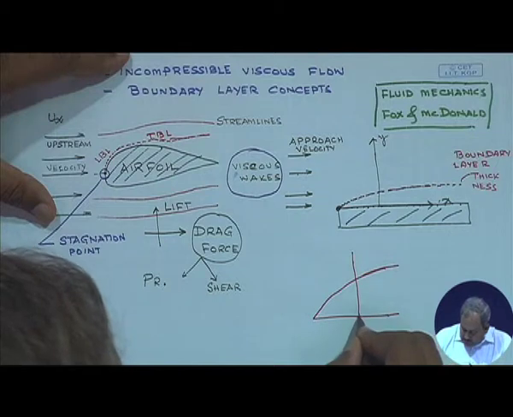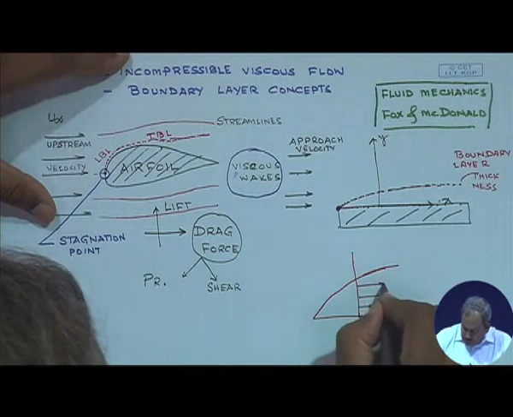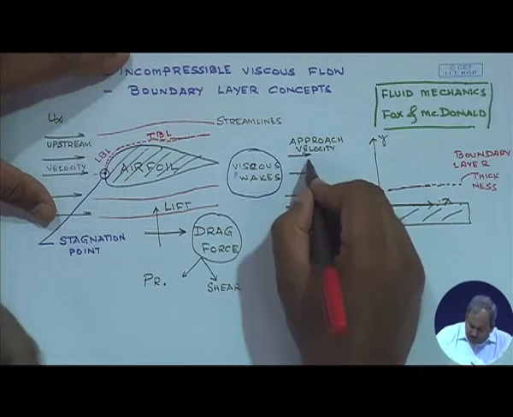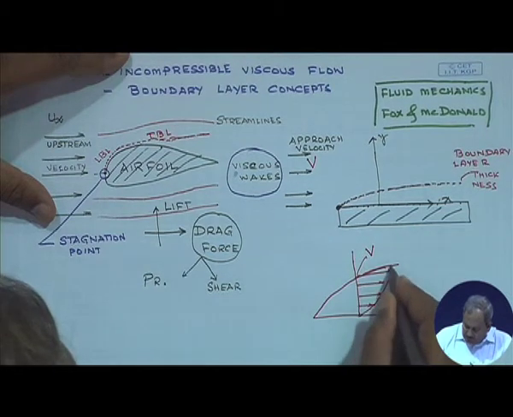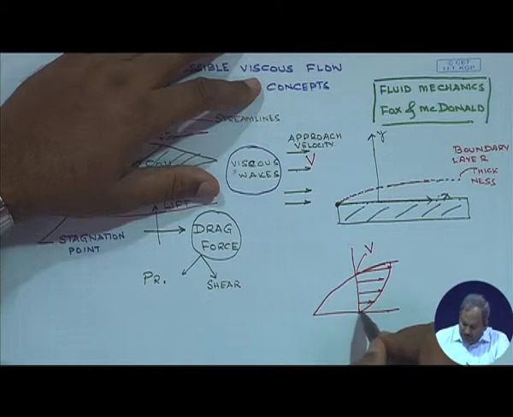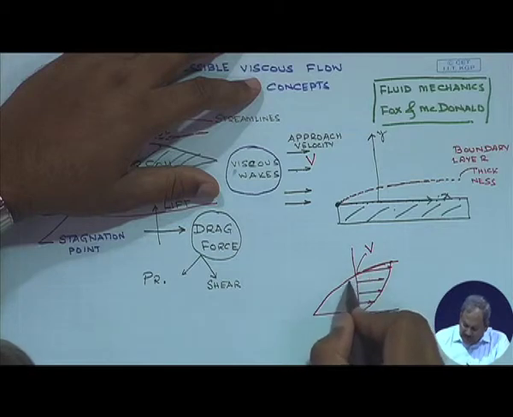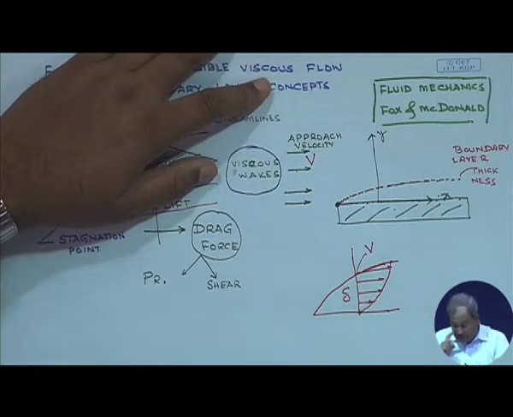the velocity here is going to be 0, the velocity is going to be slightly more, even more, and at this point over here, if this is the approach velocity V, the velocity is going to be equal to V. So the profile looks something like this. So the velocity changes from a value equal to 0 to that of the approach velocity for flow over a flat plate over a certain distance, and this distance over which the velocity changes from 0 to V is called the boundary layer thickness or the disturbance thickness.